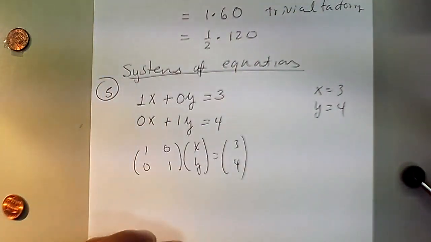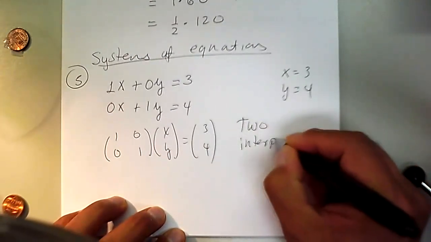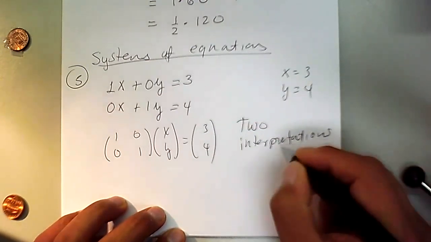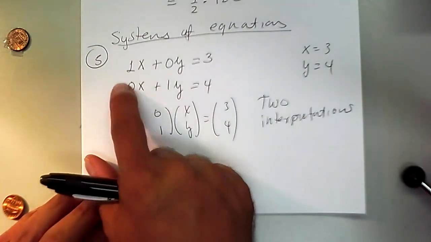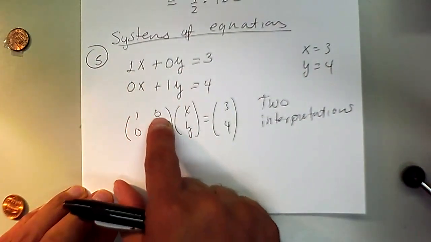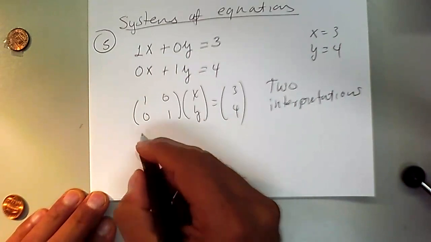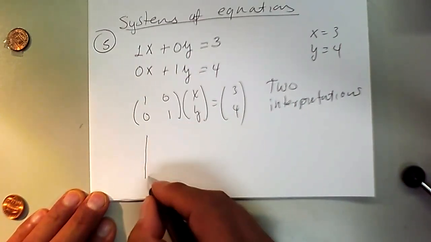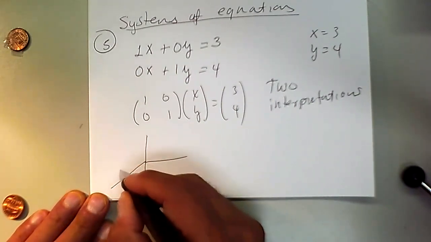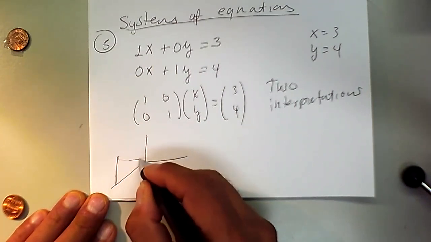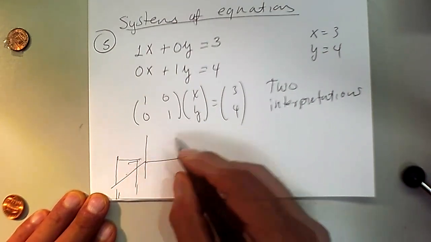Okay, so there are two interpretations of this system of equations. One is going to be by looking at the rows. So 1x plus no y equals 3. That means that x equals 3. All right. So there's our x, y, z space. So we're going to have a plane here when x equals 3.